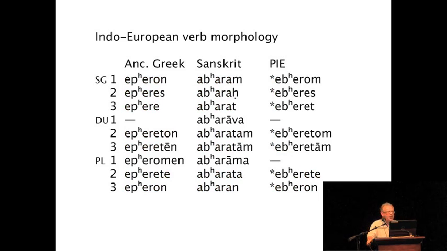So this reconstructs everything. I haven't done everything, so if you want a homework assignment, you could look at the third-person singular form where Sanskrit has a final T, ancient Greek doesn't. Of course, you're given the answer. The question would be, why is that the right answer?